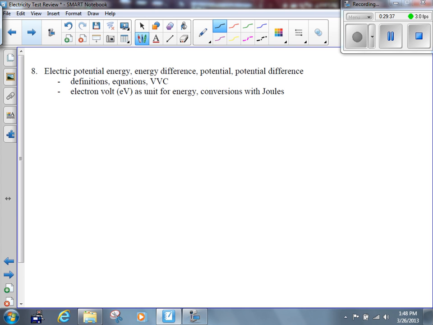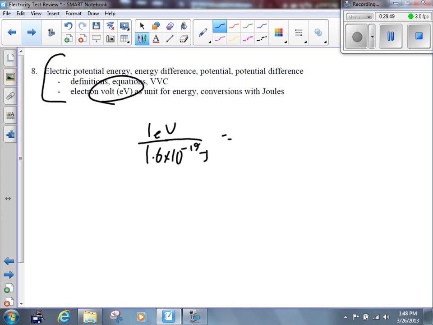These terms we talked about, right? Be able to do this conversion. Electron volts to joules, joules to electron volts. 1 electron volt is equal to 1.6 times 10 to the minus 19 joules. If we're trying to find electron volts from joules, then we're going to do this. If we're trying to find the number of joules given the number of electron volts, then we're going to put our x on the bottom and solve for x.